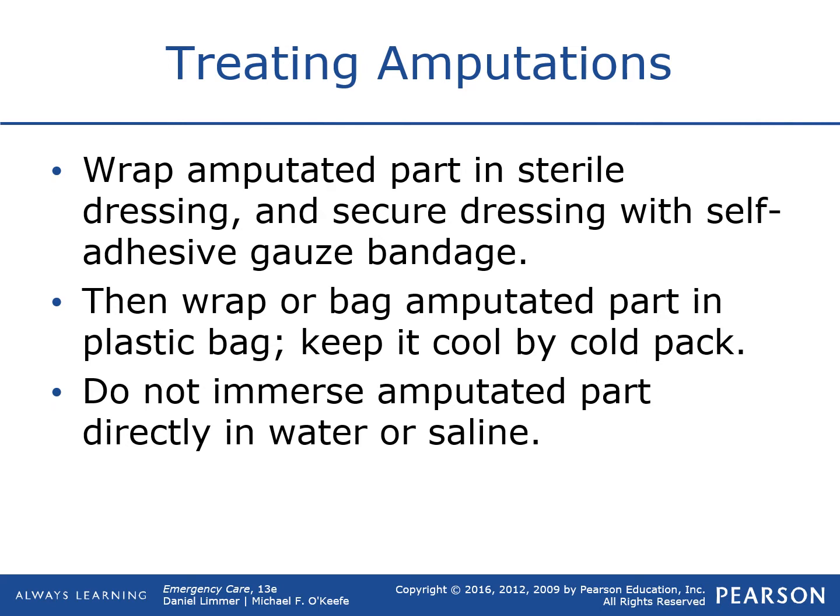As far as the actual body part, try to wrap the amputated part in a sterile dressing and secure the dressing with self-adhesive gauze bandage. This only works for small amputations like a finger or toe or something like that. If it's an entire arm, try to wrap the area that got severed in a sterile dressing, but say it's at the shoulder, you don't have to wrap all the way down from the shoulder to the hand. Just where the amputation actually occurred, you need to wrap that in a sterile dressing.